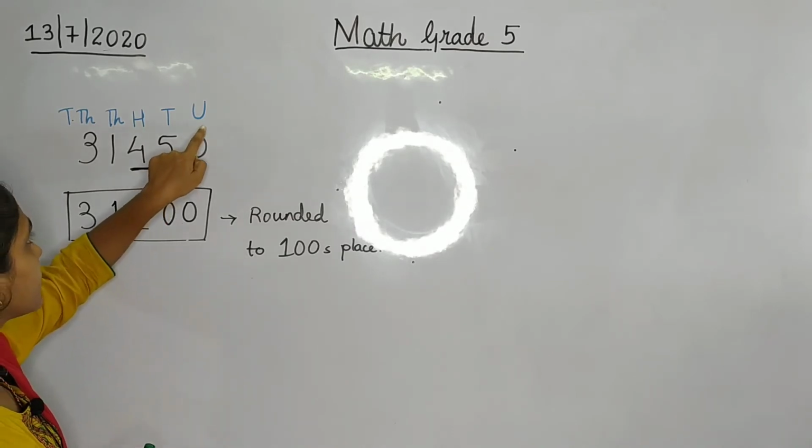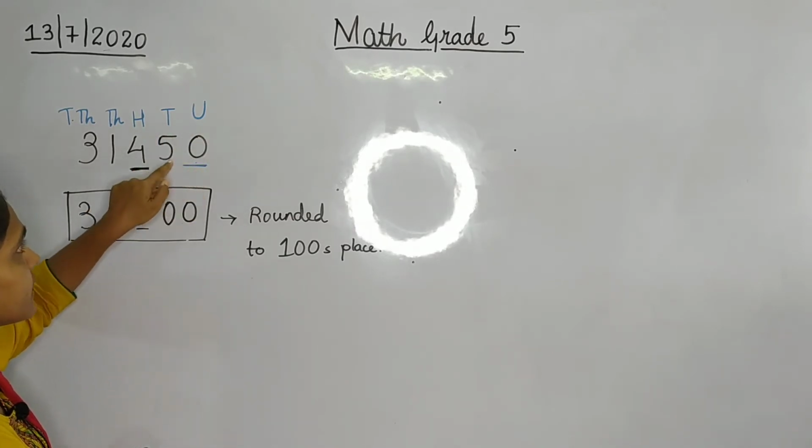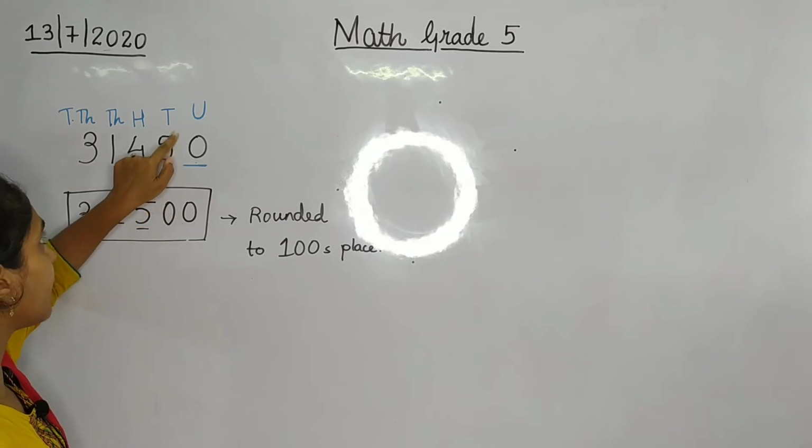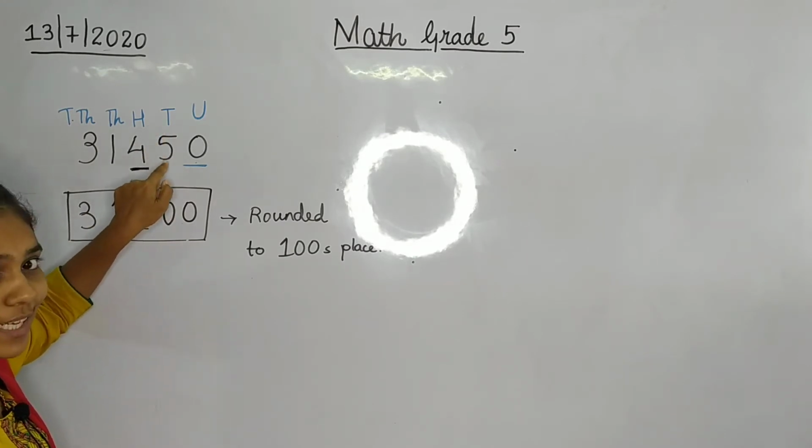Which is the tens place here? This is the units place and this is the tens place. So we have to round off a number to its tens place.